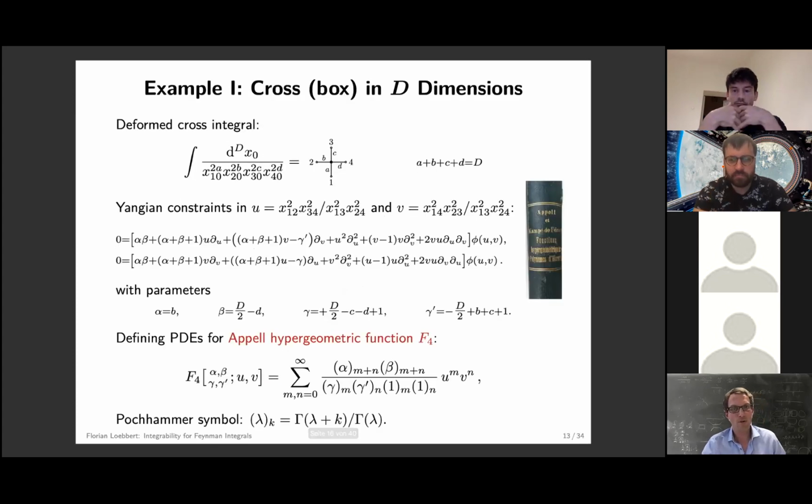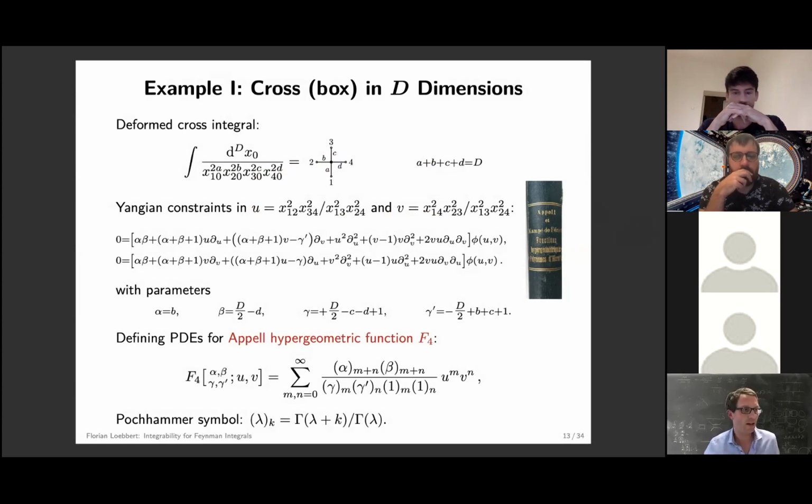So if we now look at an example again at this box integral, but now with a cross integral with generic propagator powers. Here I've introduced A, B, C, D, which sum up to the space-time dimension to have dual conformal symmetry, which then tells me that I can express the integral in terms of these U and V variables. And then I can translate the Yangian invariance into differential equations.